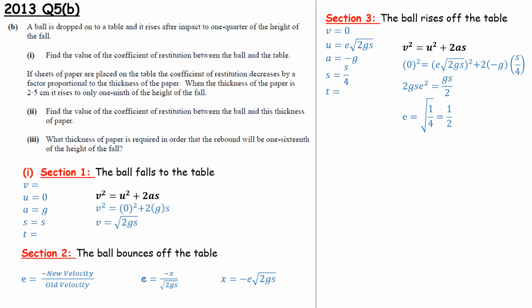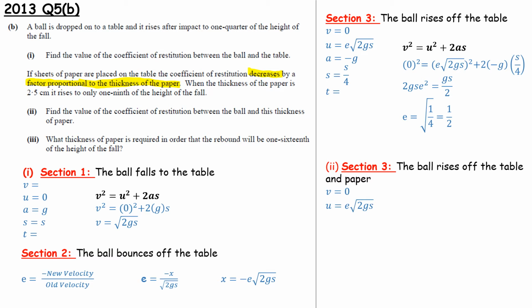So the second part of this question: if sheets of paper are placed on the table, the coefficient of restitution decreases. That is so important, by a factor proportional to the thickness of the paper. So when the thickness of the paper is 2.5 centimeters, it rises to only 1/9 of the height of the fall. Find the value of the coefficient of restitution between the ball and this thickness of paper. So basically, we're going to have the same section 1 and the same section 2, but the section 3 is going to change. And what's going to change is how far it rises.